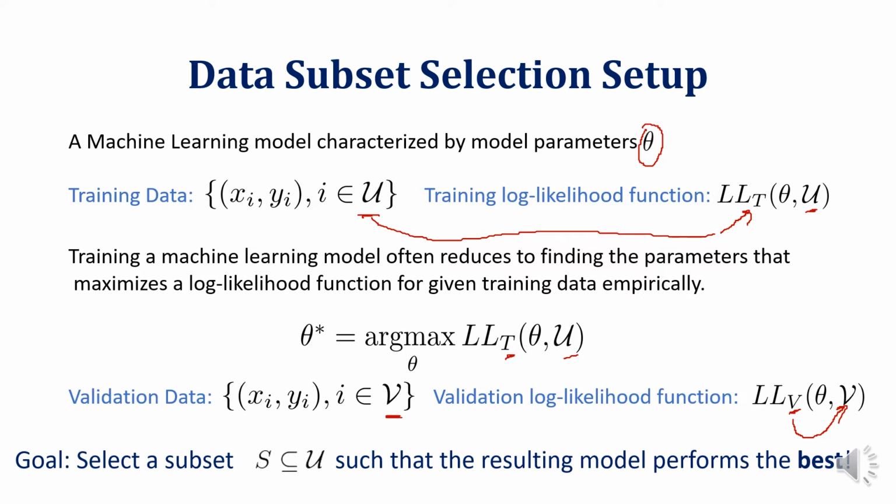Typically the optimal parameters theta you would estimate on the training data, using the labeled data U. And in general, we're looking at the goal of selecting a subset of the labeled data such that the resulting model performs the best. Now, how do you factor in the likelihood or the loss function on the validation data in conjunction with the objective on the training data? This is what characterizes the different approaches.